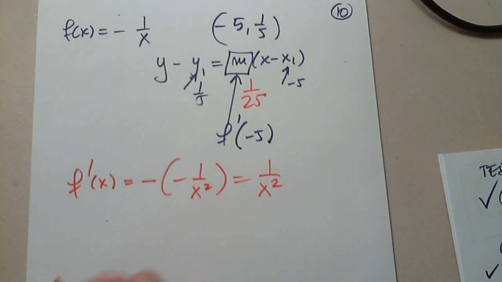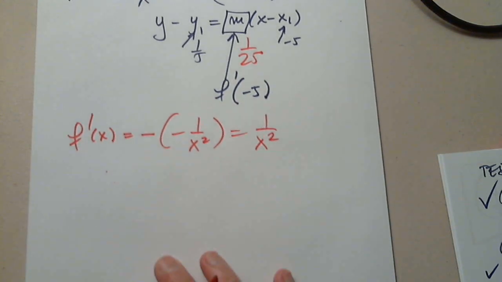I don't know. What was the reason that you said we need to find f prime of negative 5? Was it just because? I thought, no, it had something to do with the coordinate.